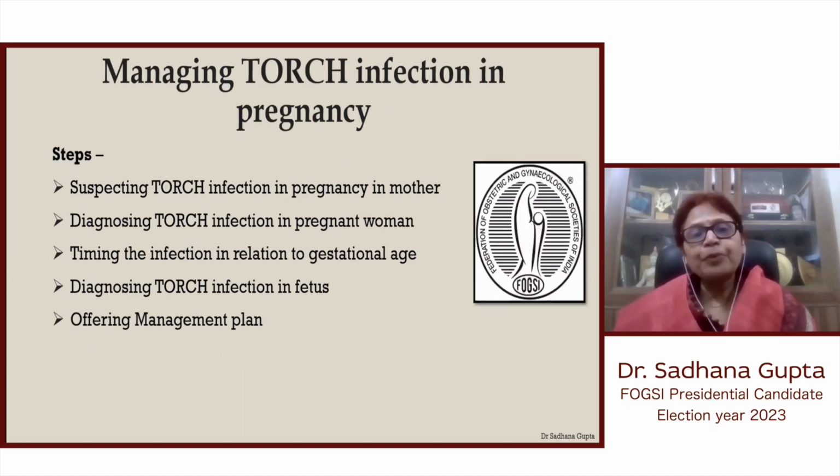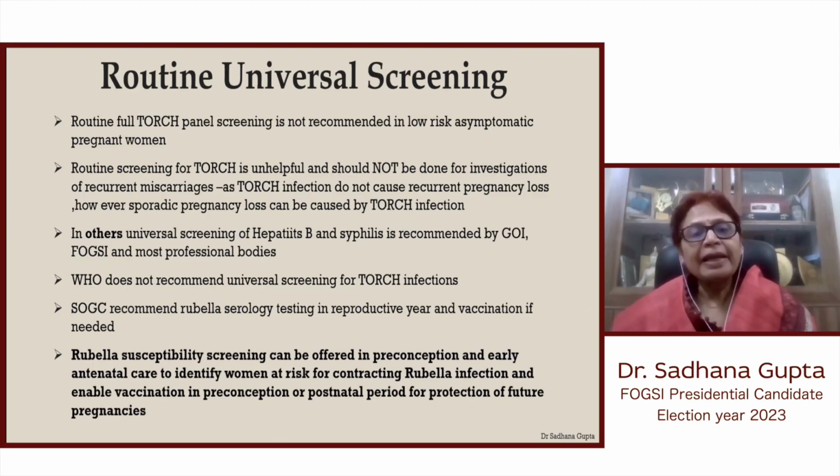The beautiful FOGSI guidelines say that we have to follow 4 steps in our clinical practice. Suspect TORCH infection in pregnancy in the mother, such as an infectious mononucleosis-like disease, or fever with rash. Diagnose TORCH infection in pregnant women. Time the infection in relation to gestational age. Diagnose TORCH infection in the fetus, and then offer the management plan.